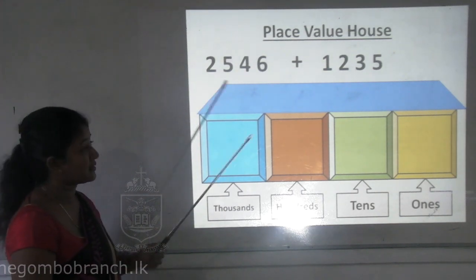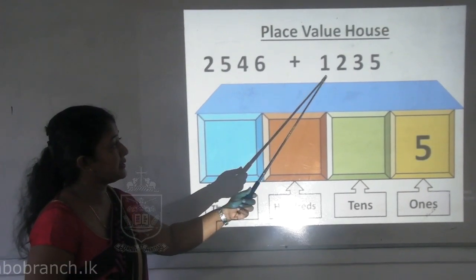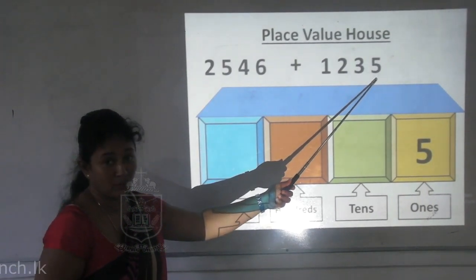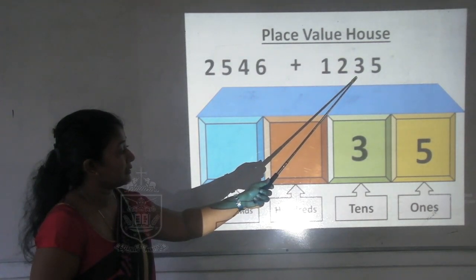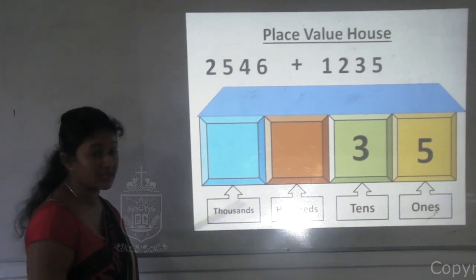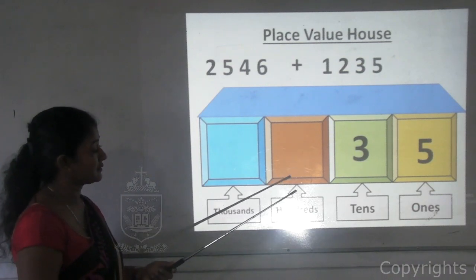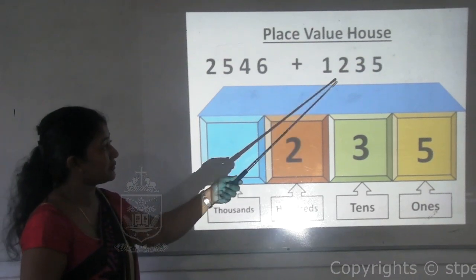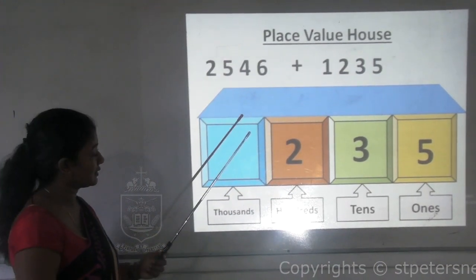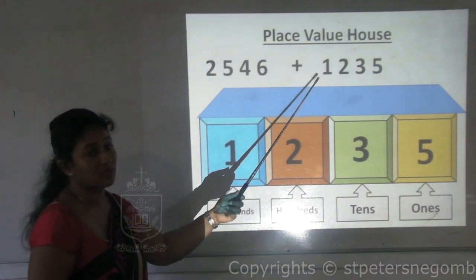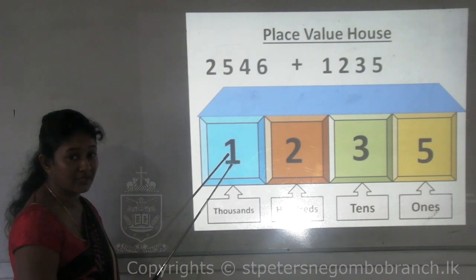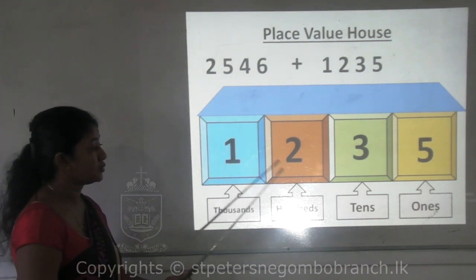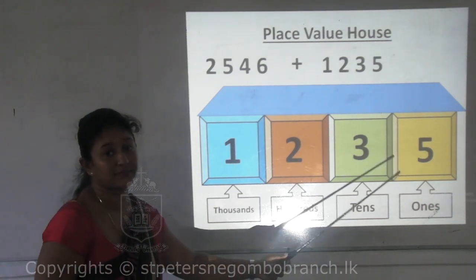Shall we go to the next number? Yes. In this number, there are 5 ones. Can you see how many tens are there? 3 tens. And how many hundreds? 2 hundreds. And 1 thousand. So, shall we read this number? Yes. 1235.